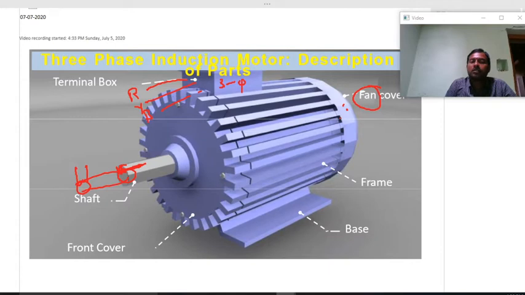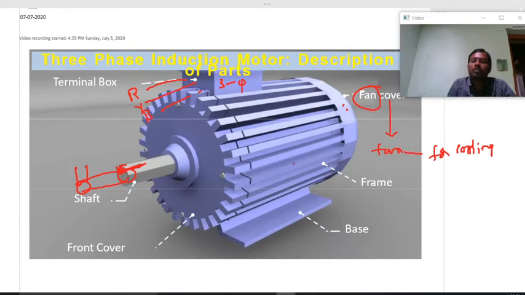If you take any machine, it will be heated due to the losses. If that heat or temperature increases gradually, there is damage of insulation or a short circuit of the machine. To avoid such problems, a fan is used for cooling purposes.